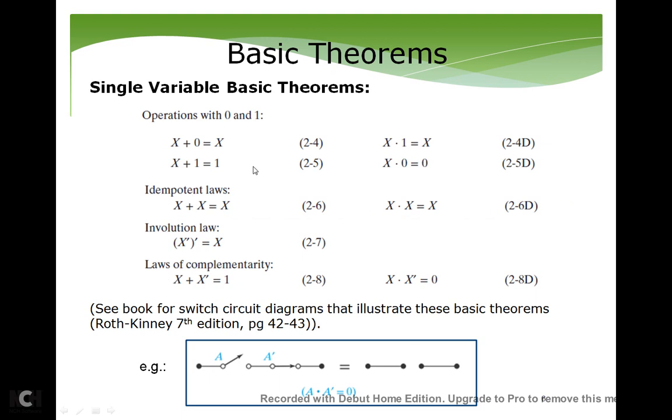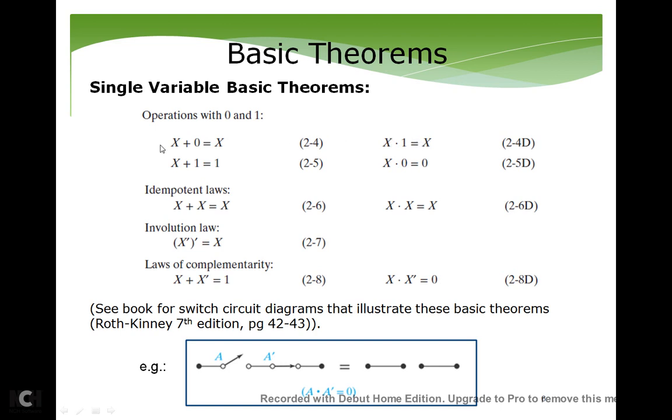Okay, now we can prove things also algebraically, all right? So we can start off with basic theorems. Now, operations with 0 and 1. X or 0 is x, and x or 1 is 1. Okay, now, what's on the right here is a dual. Every equation or expression has a dual. You form the dual by changing the plus to the dot or vice versa, and changing the 0 to a 1 or 1 to 0 or vice versa. Okay, and then you get the dual.